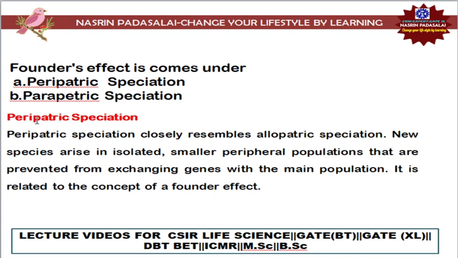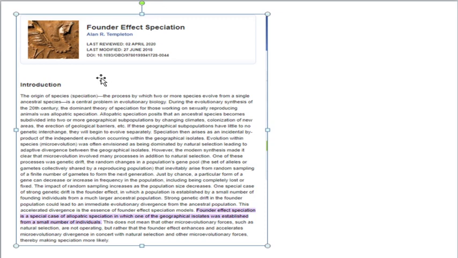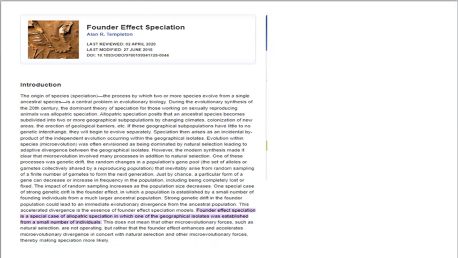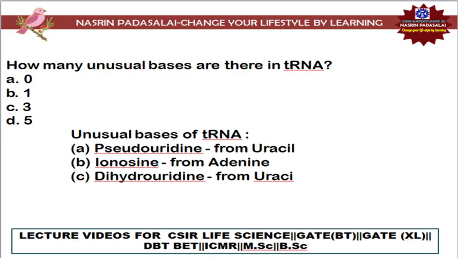Peripatric speciation has a close resemblance with allopatric speciation, friends. In peripatric speciation, a new species arises in an isolated small peripheral population, and this species is prevented from exchanging genes with the main population. This peripatric speciation is related to the concept of the founder effect. Here you can find in this particular article, which is available in the Oxford Library, that founder effect speciation is a special case of allopatric speciation in which geographical isolates are established from a small number of individuals. So the founder effect comes under peripatric speciation.